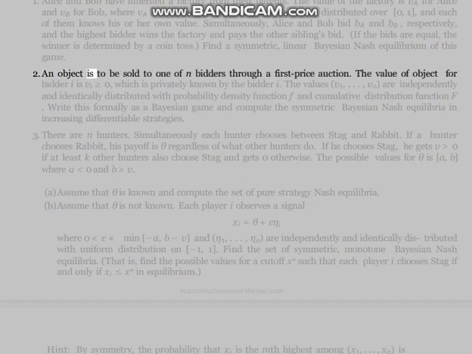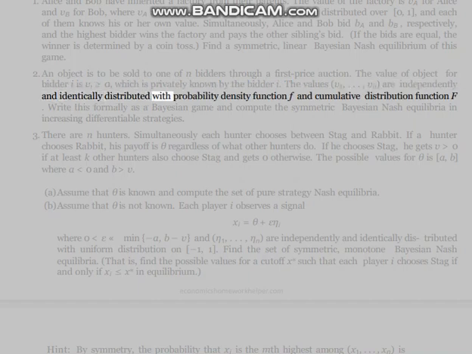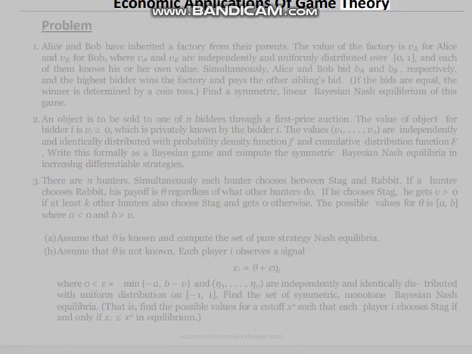2. An object is to be sold to one of n bidders through a first price auction. The value of the object for bidder i is Vi, greater than or equal to 0, which is privately known by bidder i. The values V1, ..., Vn are independently and identically distributed with probability density function f and cumulative distribution function F. Write this formally as a Bayesian game and compute the symmetric Bayesian Nash equilibria in increasing differentiable strategies. Economic applications of game theory.